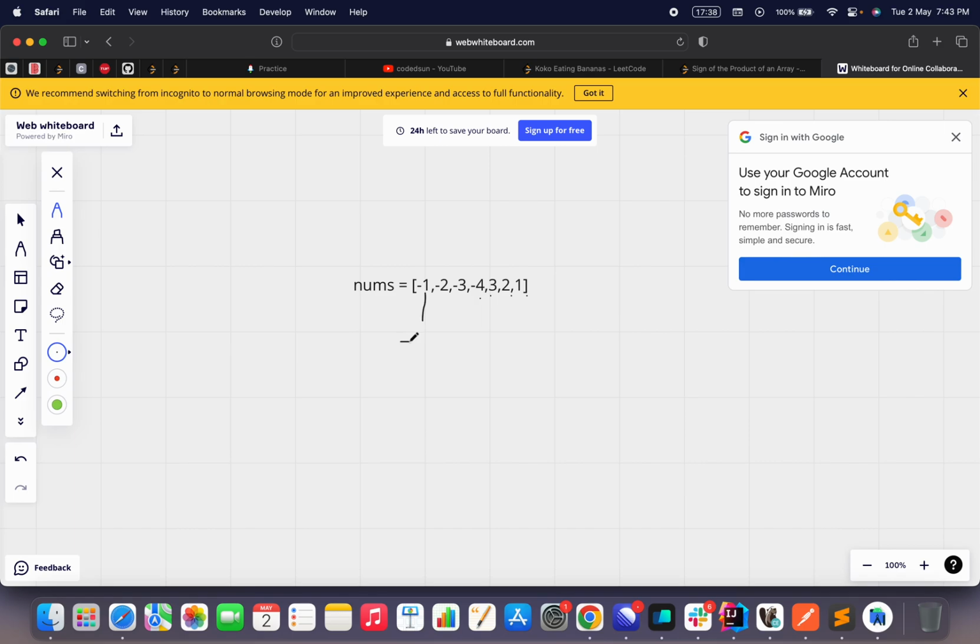So we have this as minus 1, sign here is minus 1. Now here the sign is minus 1. Here the sign is minus 1. Here it is plus 1. Here plus 1. Here plus 1.